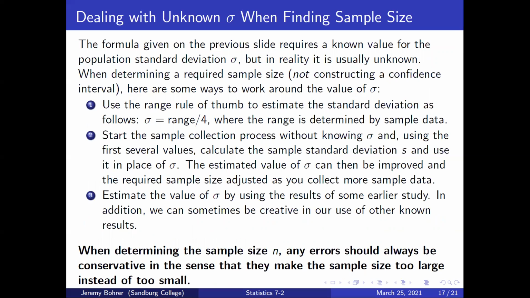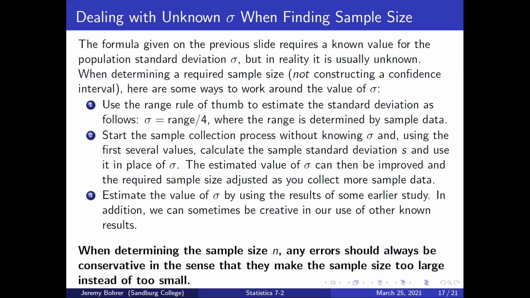The formula given on the previous slide requires a known value for the population standard deviation, sigma, but in reality, it is usually unknown. When determining a required sample size, not constructing a confidence interval, here are some ways to work around the value of sigma. Use the range rule of thumb to estimate the standard deviation as follows. Sigma equals the range divided by 4, where the range is determined by sample data.